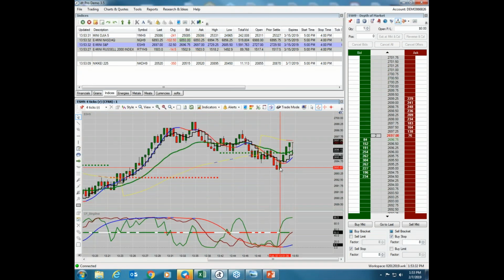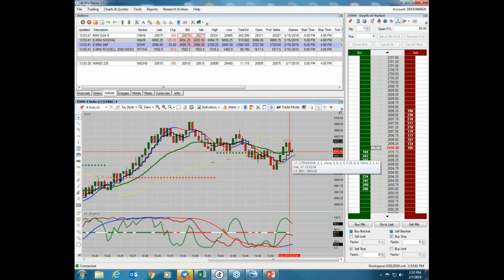S&P kind of did what the Dow did, right? Pulling back to the BBC. No down close yet. No down close yet. And the black step line is now into the BBC. Okay. That's the disqualifier there.